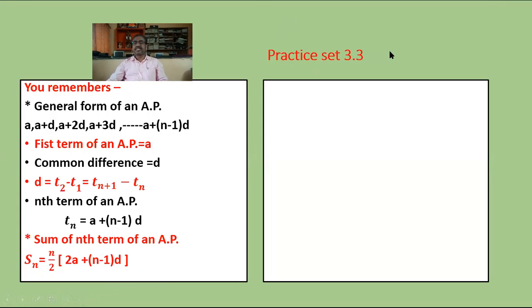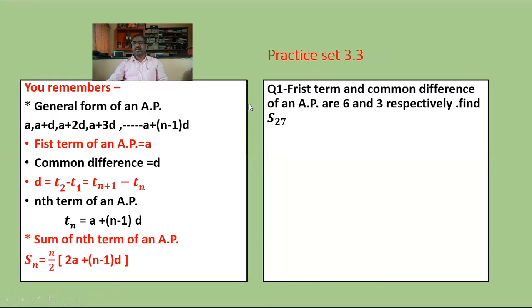First problem in practice set 3.3. The first term and common difference of an arithmetic progression are 6 and 3 respectively. Find S27. Here a is equal to 6. Meaning of this problem, अंकगणित श्रेणीचे पहिले पद a 6 आणि कॉमन डिफरन्स साधारण फरक 3 आहे, तर S27 काढा. To find the sum of first 27 terms, a is equal to 6, d is equal to 3. To find S27 is equal to how much?